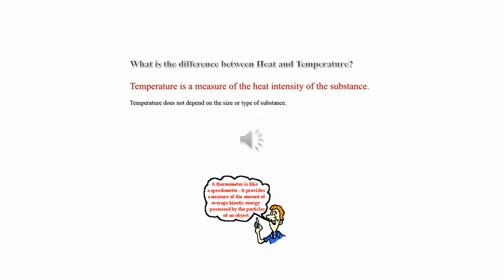Hot and cold are adjectives used to describe temperature. When finding the temperature of something, you are only finding the heat intensity. What is important is you understand that you are not finding out how much heat something has, you are only finding out how hot or cold it is.